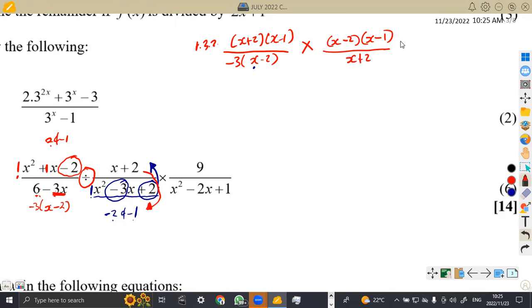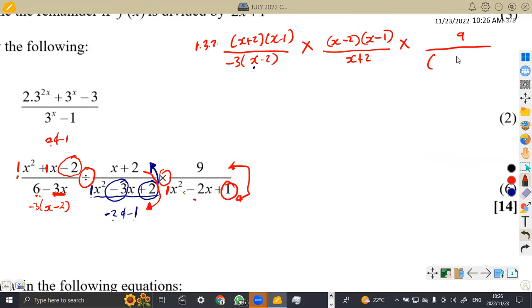So that's x plus 2 multiplied by, already here we are multiplying, it's already multiplication, so there's nothing that you're going to do here. You're not going to invert anything, you just have to rewrite as it is. So it's 9 over x squared minus 2x plus 1. We're supposed to factorize again. The coefficient of x squared is 1. Let's focus on 1.